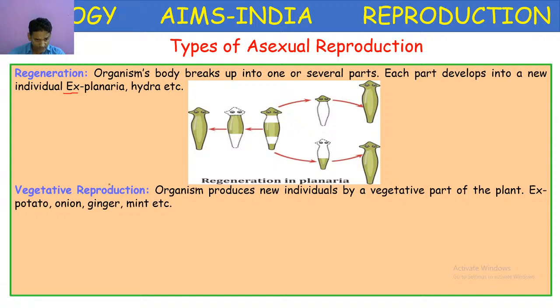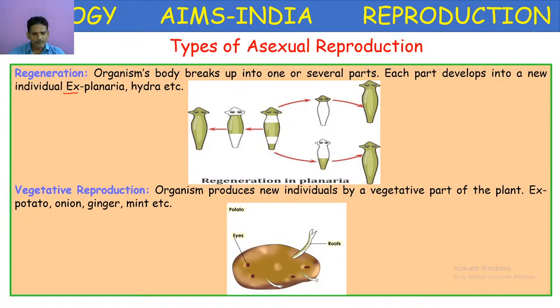Next type of asexual reproduction, vegetative reproduction. Here, organisms produce new individuals by a vegetative part of the plant. Vegetative reproduction is common in plants. Example, potato, onion, ginger, mint, chrysanthemum. So many examples are there.